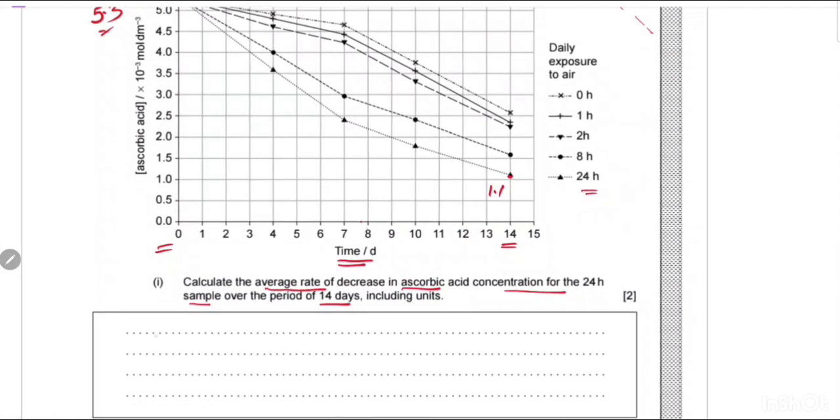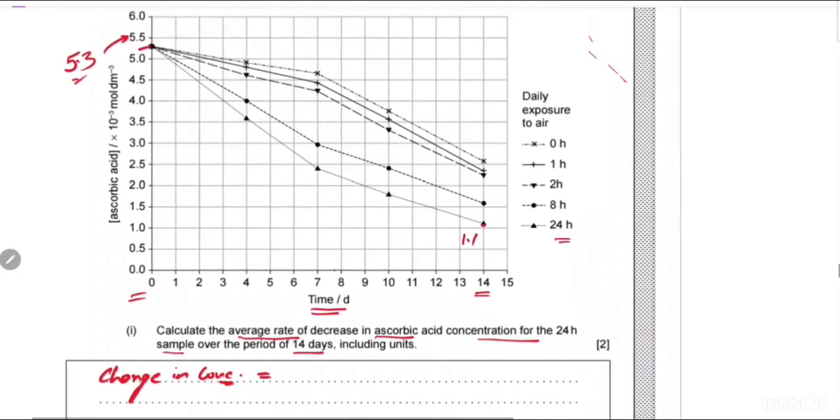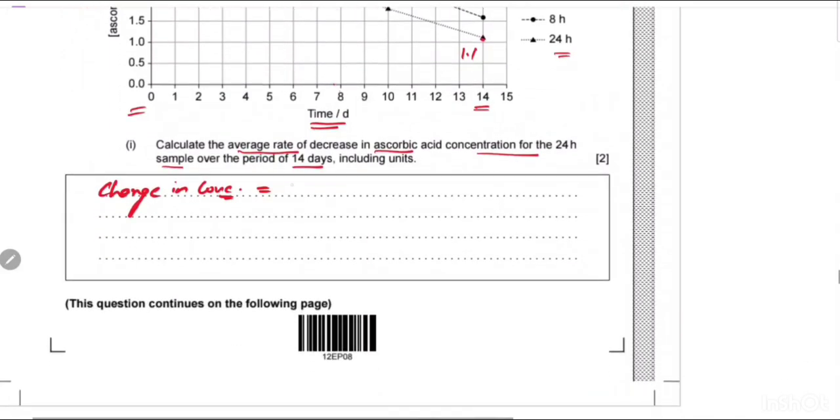Change in concentration now comes out to be 5.3 minus 1.1, and common is 10 to the power minus 3. This is the change in concentration. That comes out to be 4.2 into 10 to the power minus 3 mole per dm cube. The time is 14 days.